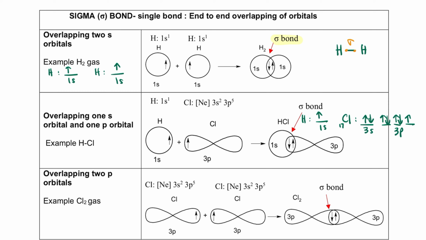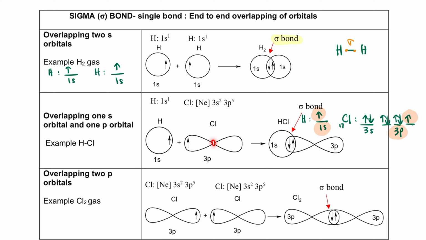So we want to show that. When we want to show it, we have to look at the bond. This is the 1s orbital, and this one electron is in the 3p orbital. So you have to draw a sphere for hydrogen, and then you have to draw a dumbbell for chlorine. Why a dumbbell? Because it is a p orbital, and a p orbital is shaped like a dumbbell.